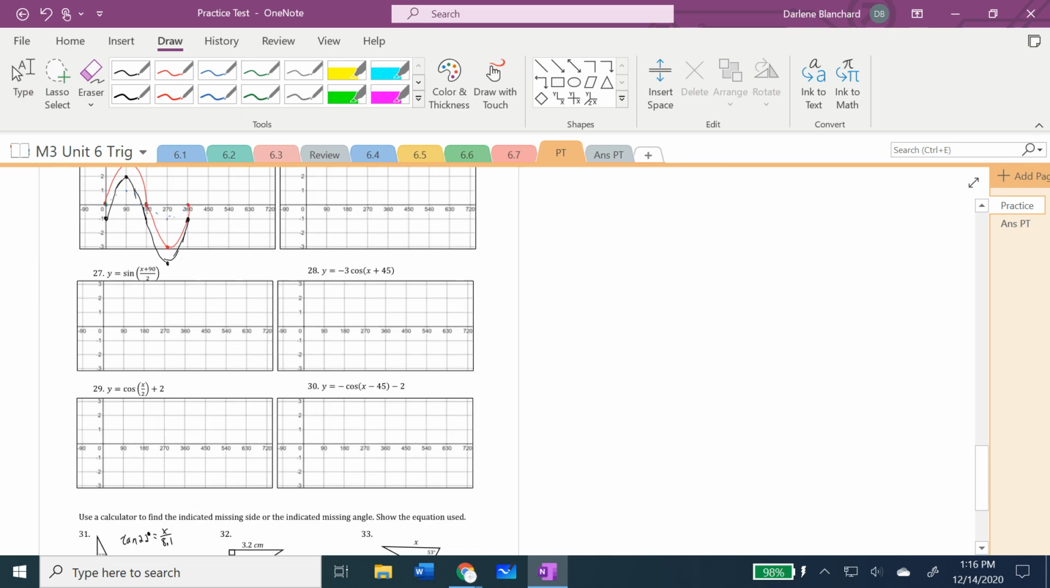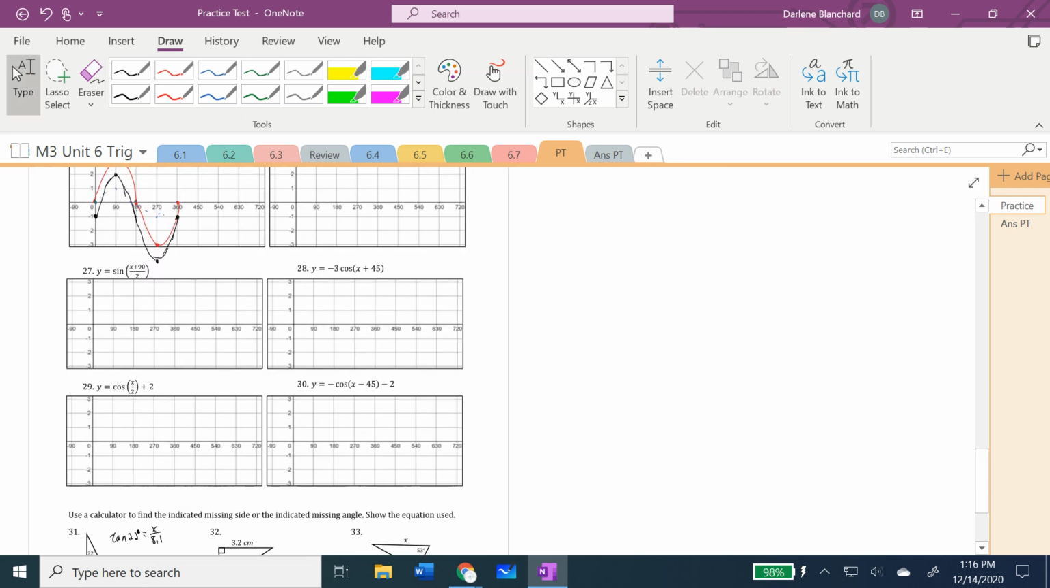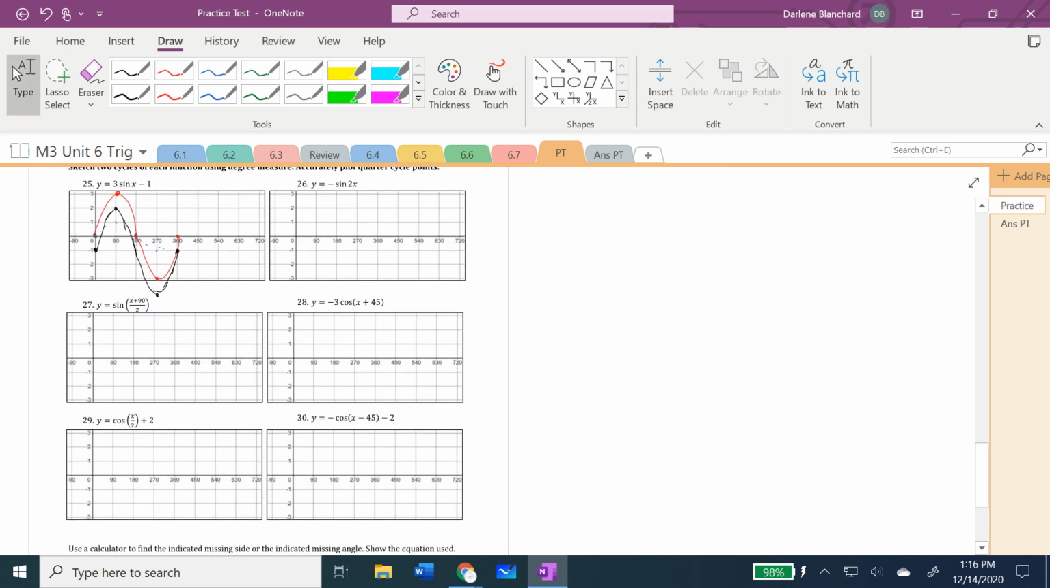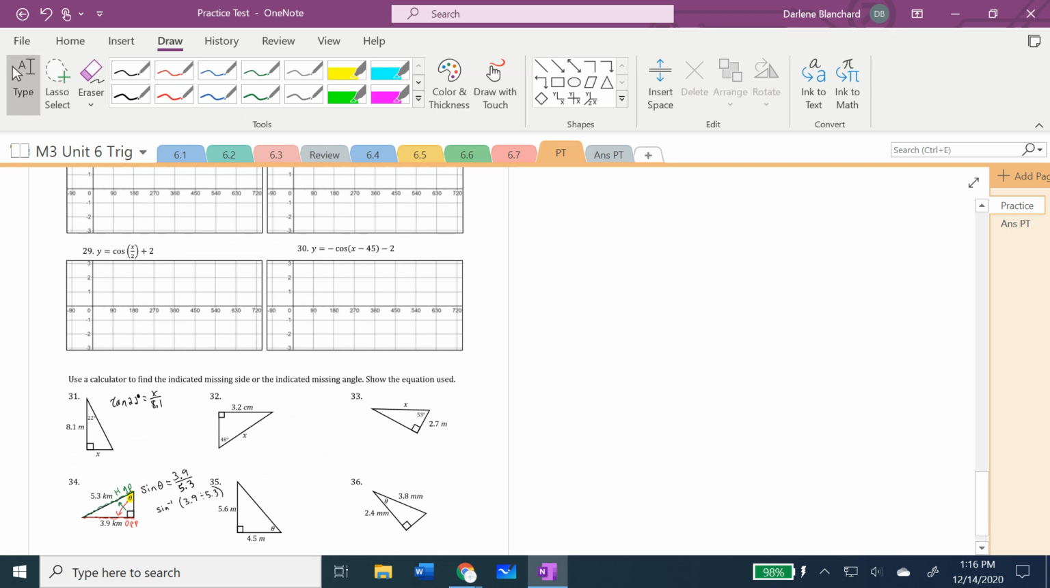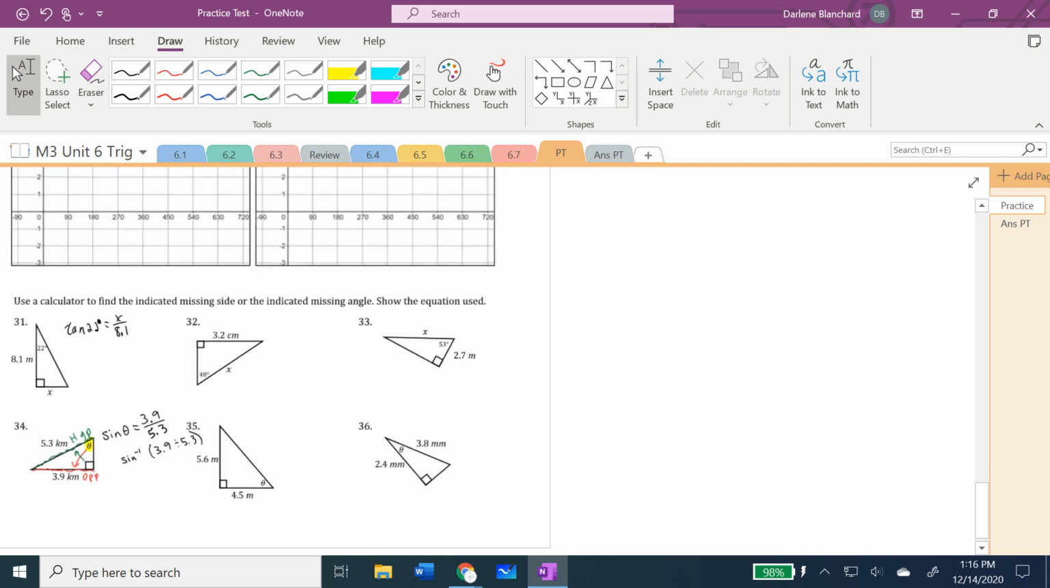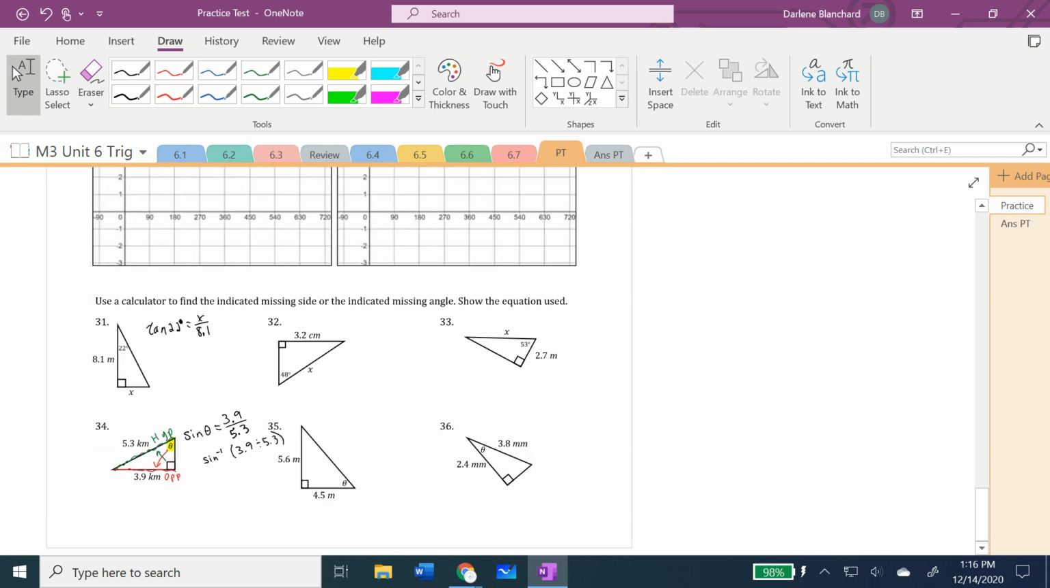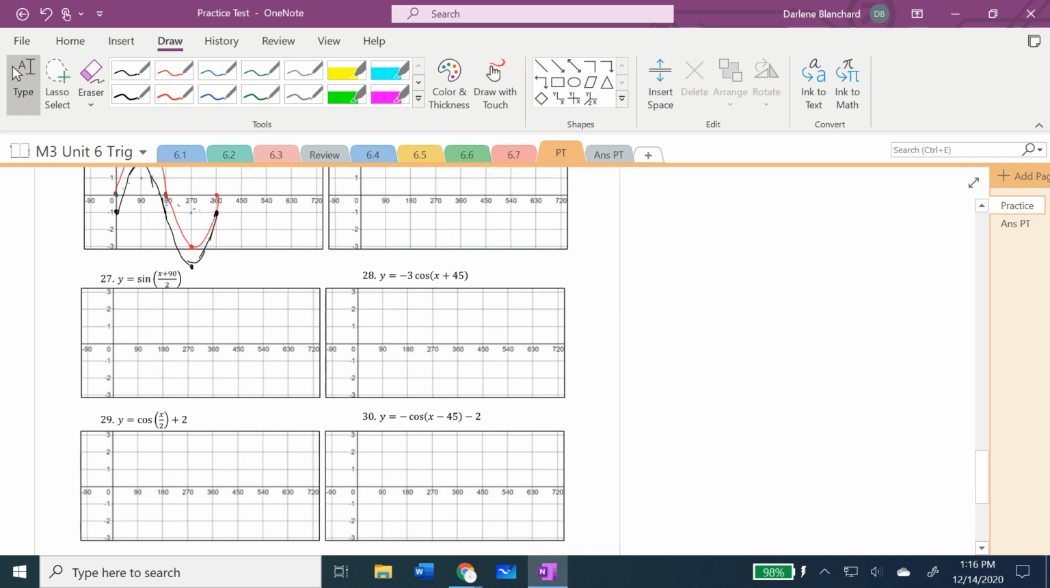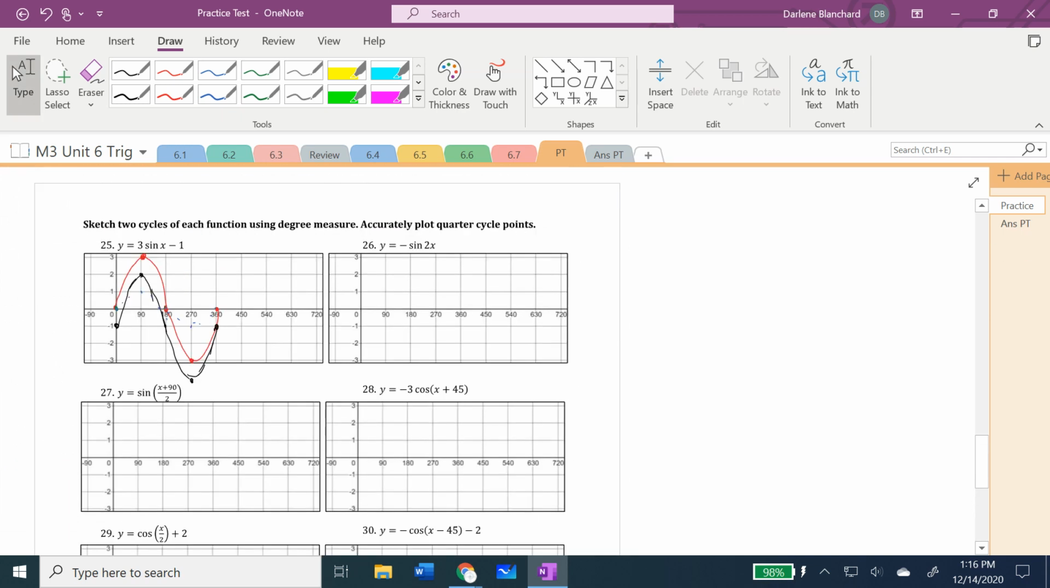Then, sketching these graphs, the only things we have left to talk a little bit more about are sketching the graphs of sine and cosine, and also solving right triangles with your calculator. So, are there particular problems you wanted me to talk you through? All right, thank you.